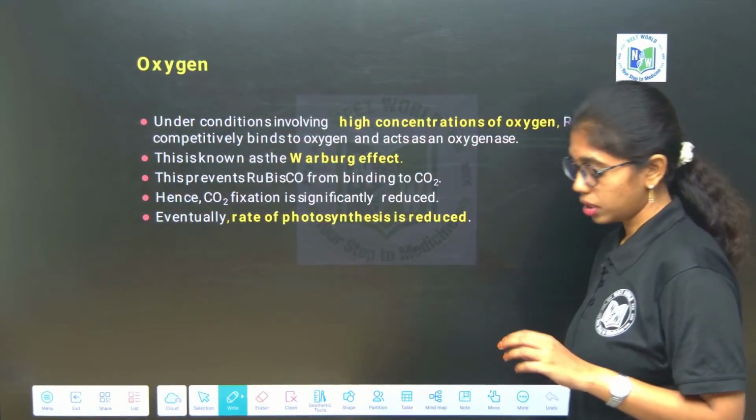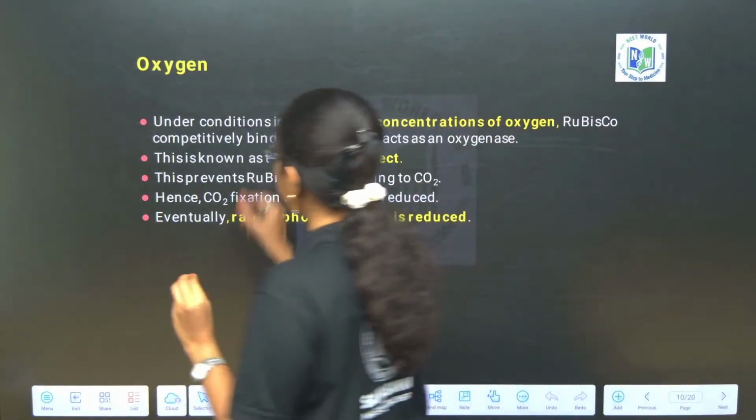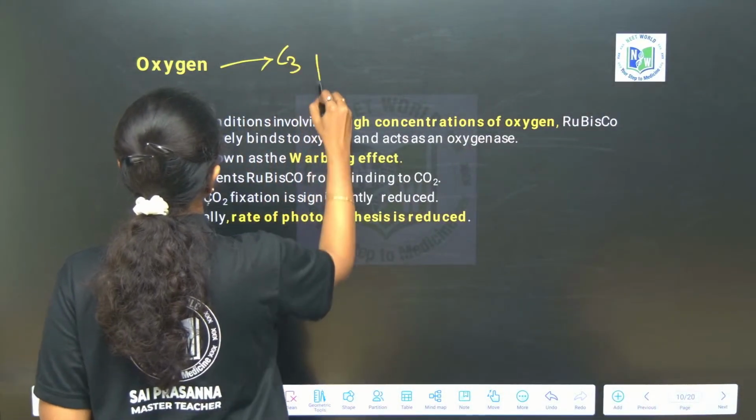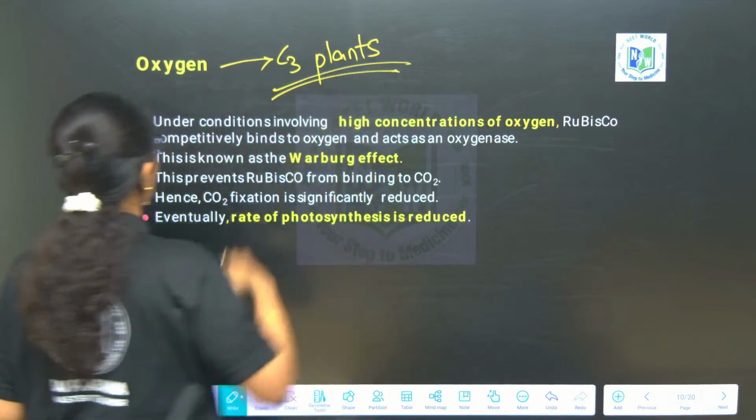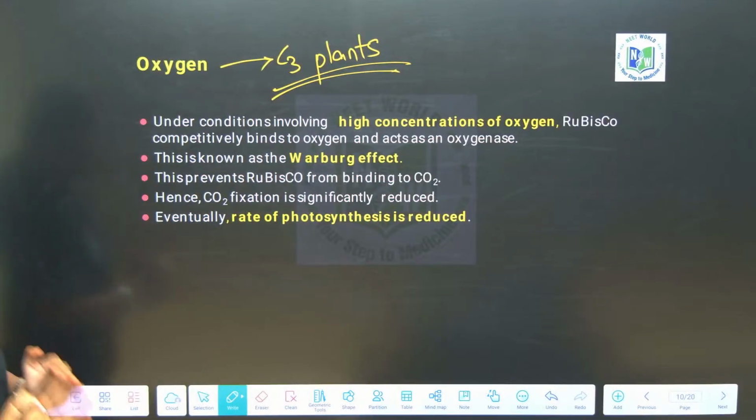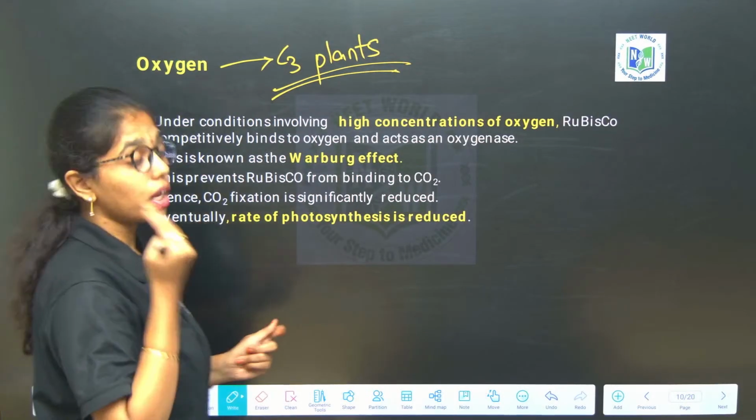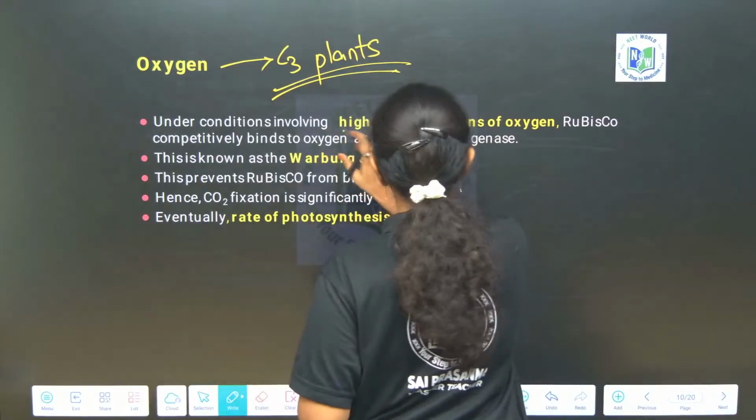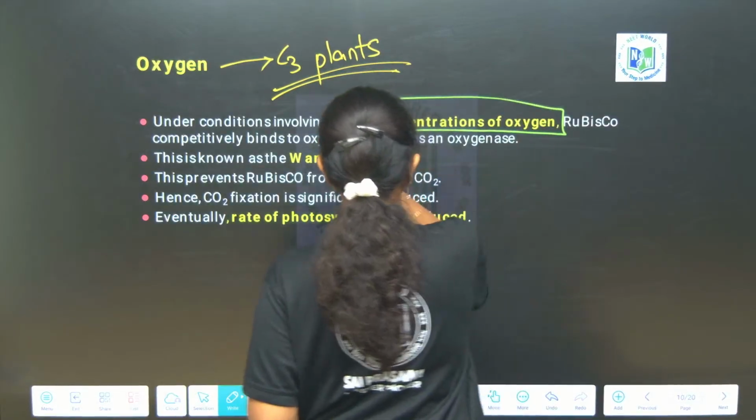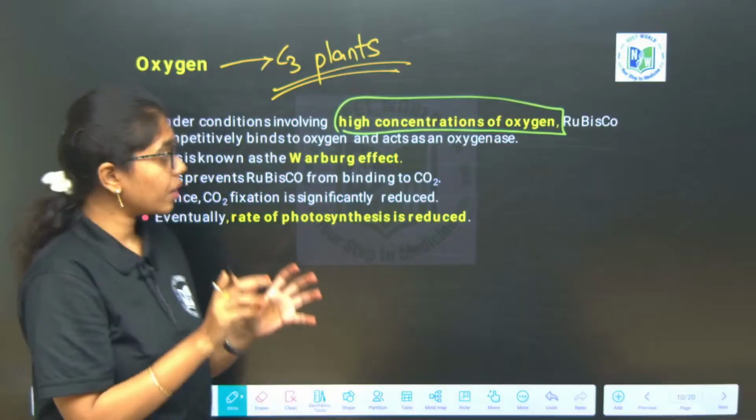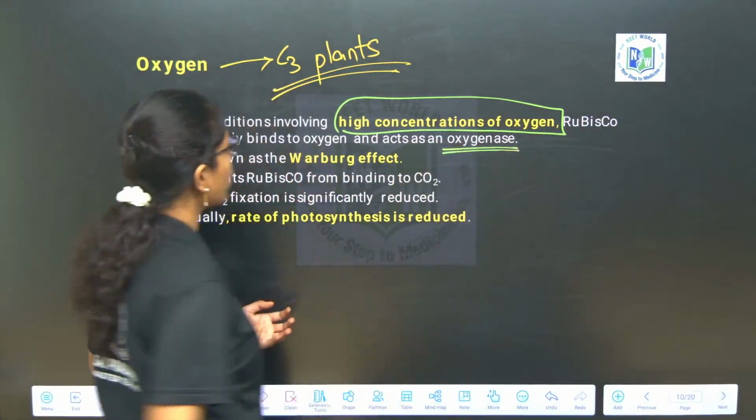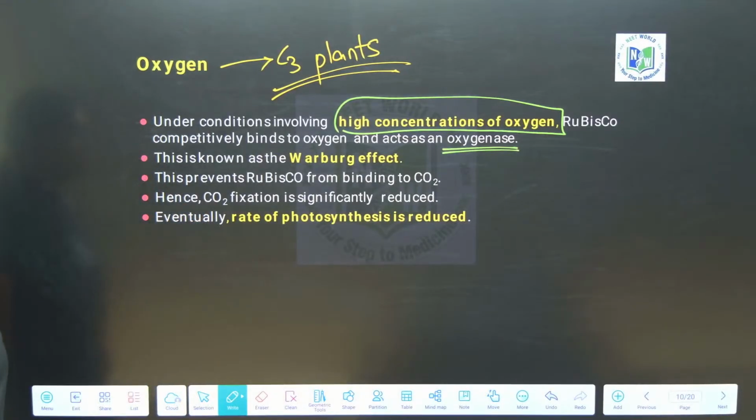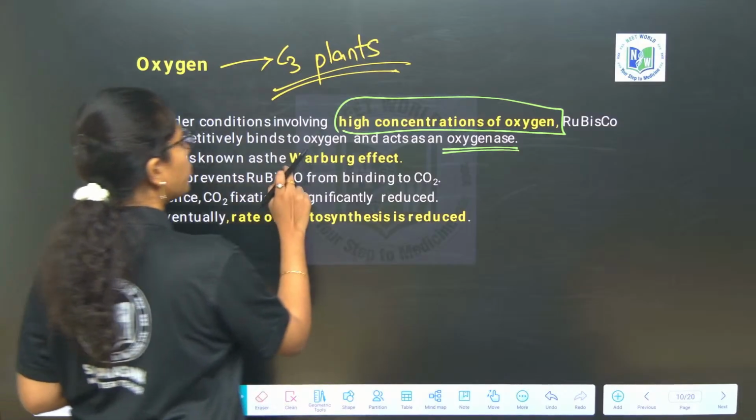Lastly, oxygen. Oxygen will only affect the C3 plants. The level of oxygen will affect the C3 plants only, like how we will see. Under conditions involving high concentrations of oxygen, Rubisco will compete with oxygen and acts as oxygenase, okay. Rubisco will compete with oxygen and this will act as what? Oxygenase. This is known as the Warburg effect.